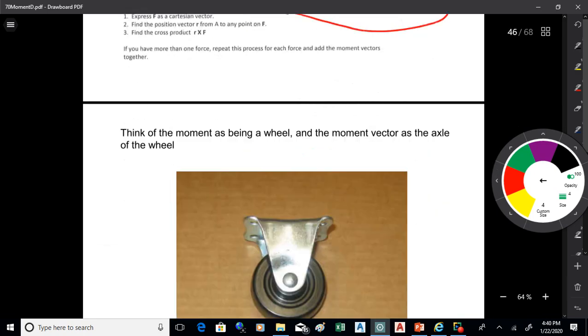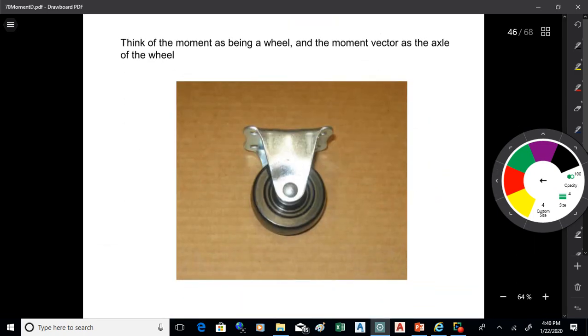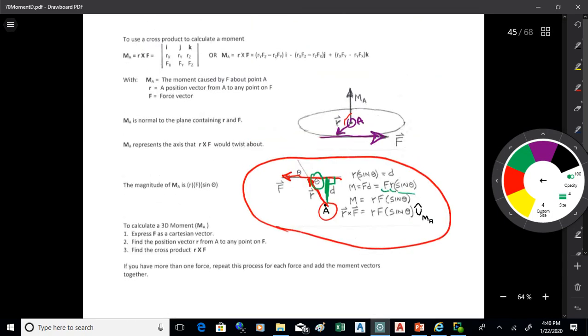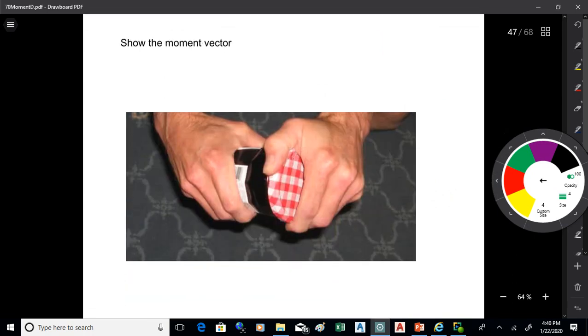Okay. So think of the moment as being a wheel and the moment vector as the axle of the wheel. So this cross product will just kick this stuff out. If I'm twisting the lid off of that jar, the moment vector is normal to the twist, right there, okay?